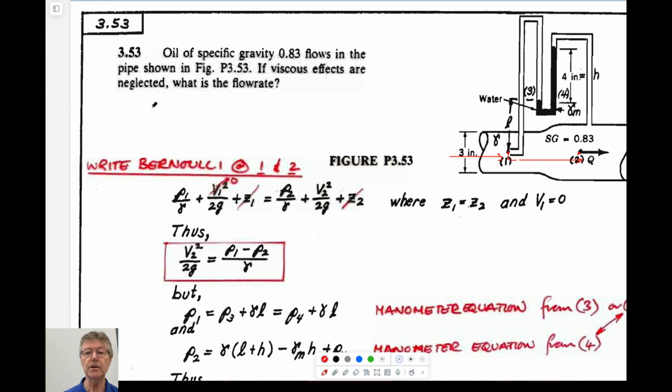So we can write Bernoulli between those 2 points. So 2 equations. I won't solve it, but I'll certainly write the equations that you need. And it's solved below, so you can follow that if you prefer.